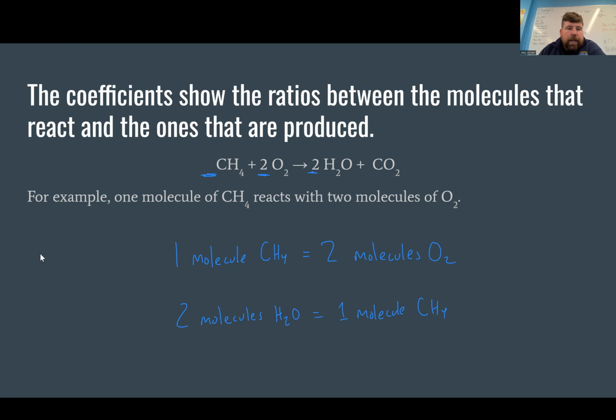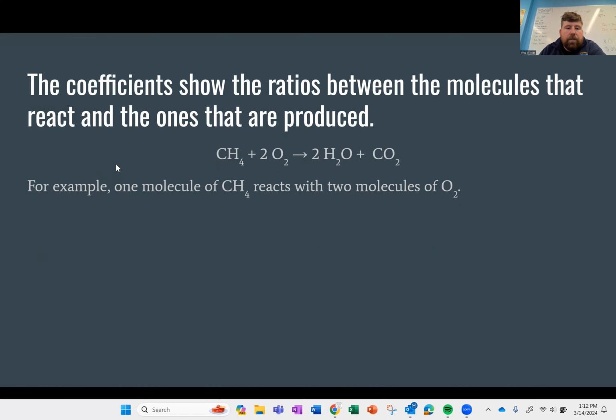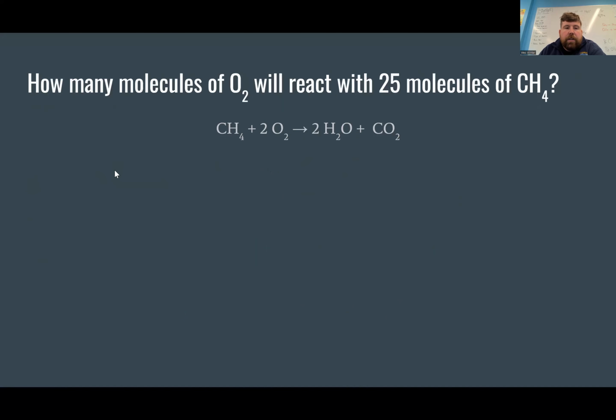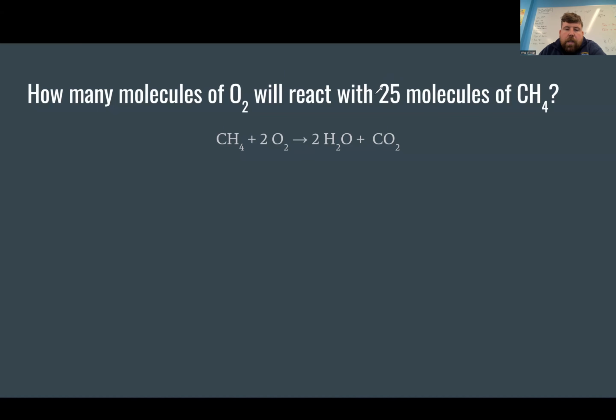All right, so now that we kind of have that down, how do we actually go about using these ratios here? Okay, so how many molecules of O2 will react when 25 molecules of CH4 also react? If I'm going about this, you probably already have it in your brain that, all right, well, if it's 1 to 2, 2 times 25 is 50, right? And that's exactly right. But we want to make sure we set up our dimensional analysis.